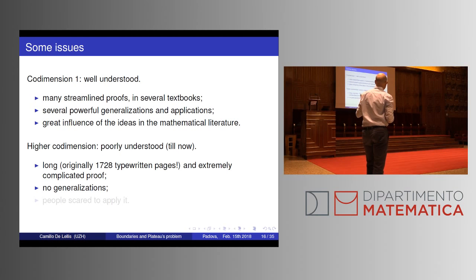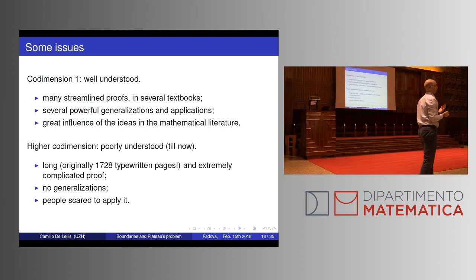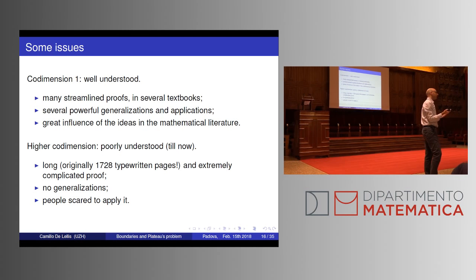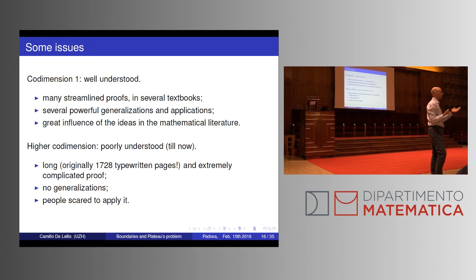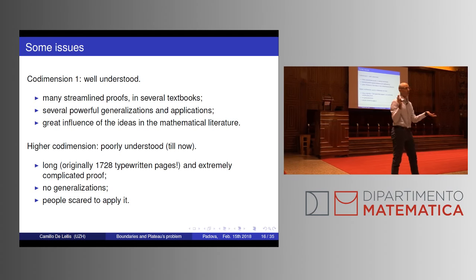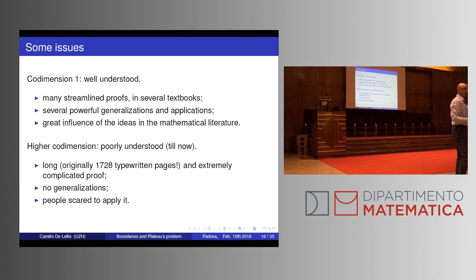There were no generalizations up to some few years ago, and people were even scared to apply it. For instance, I mentioned the Gromov-Witten invariants, so there was a famous mathematician who wanted to apply it, but of course you're scared of applying a proof of 1,700 pages that nobody has checked. So what happens if actually the proof is wrong? And you want actually to infer some consequences of the proof.